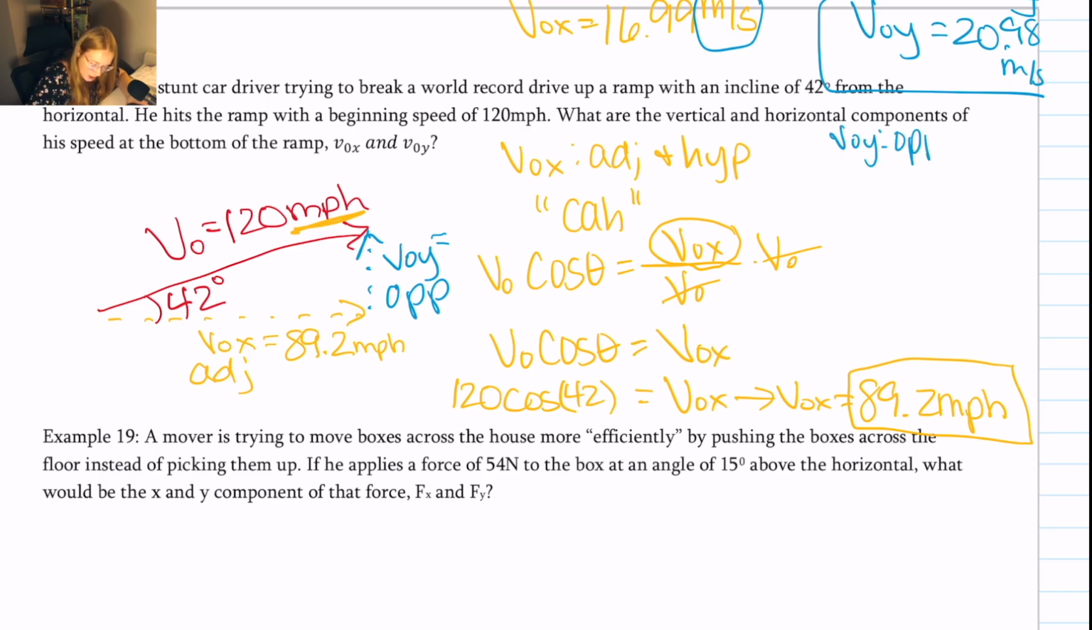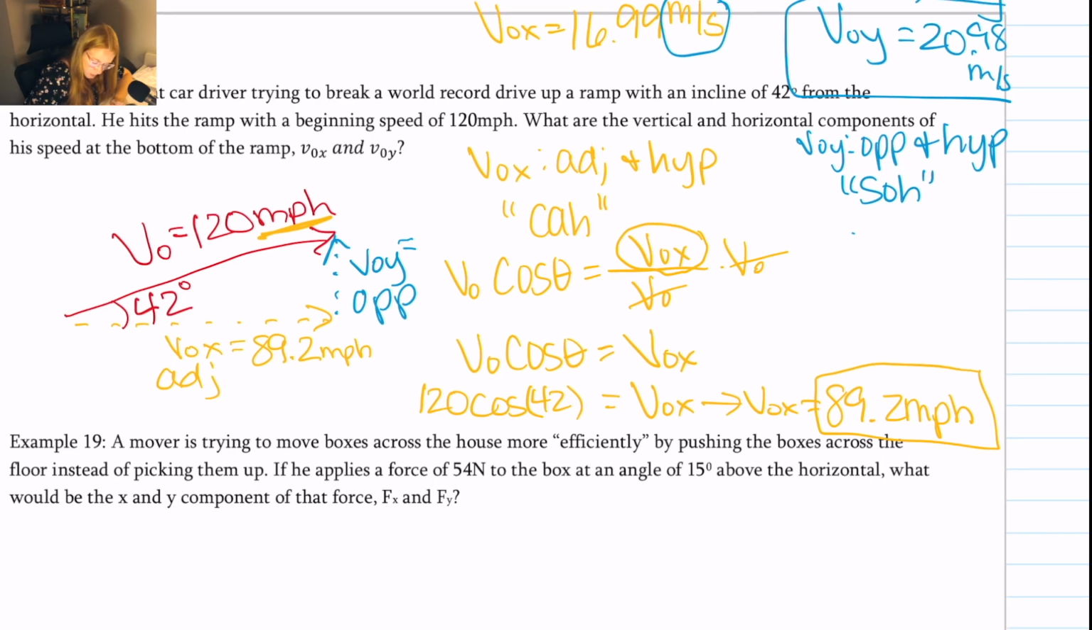The y component is opposite, and we have our hypotenuse. So opposite over hypotenuse, that's a sine function. So we'll do sine of the angle equals, and remember we're always using our variables, so opposite is V y, and the hypotenuse is V naught, original. Okay, so same process every time. We need to solve for the y component, so we'll multiply by V naught. And you get V naught sine theta equals V naught y.